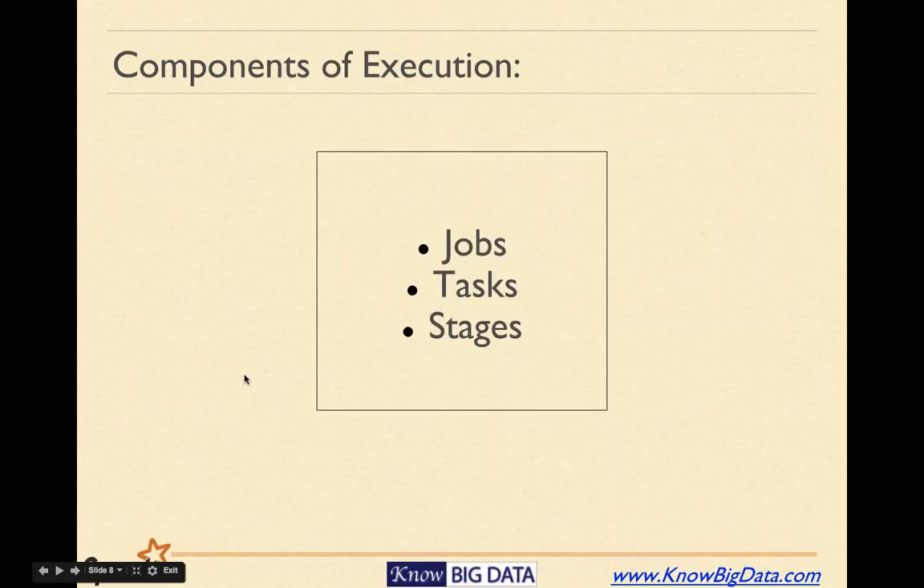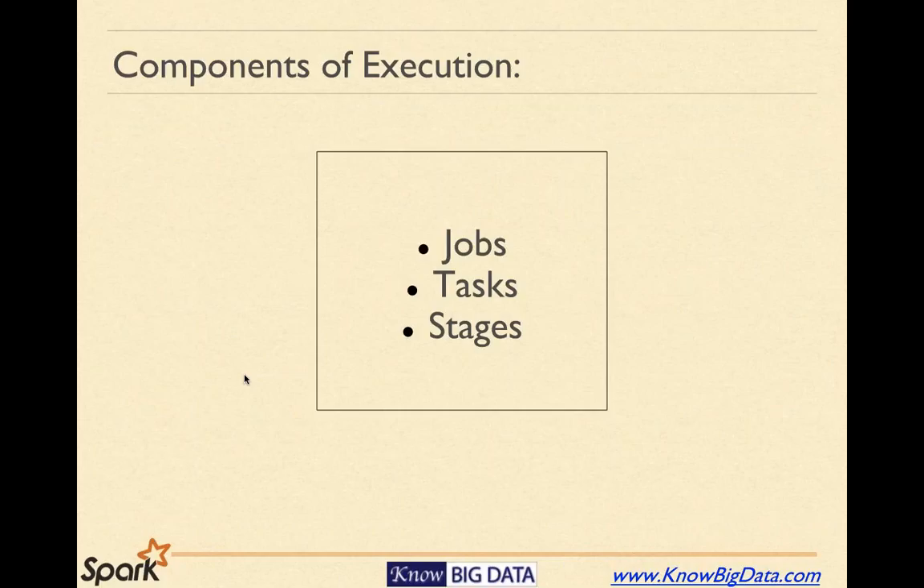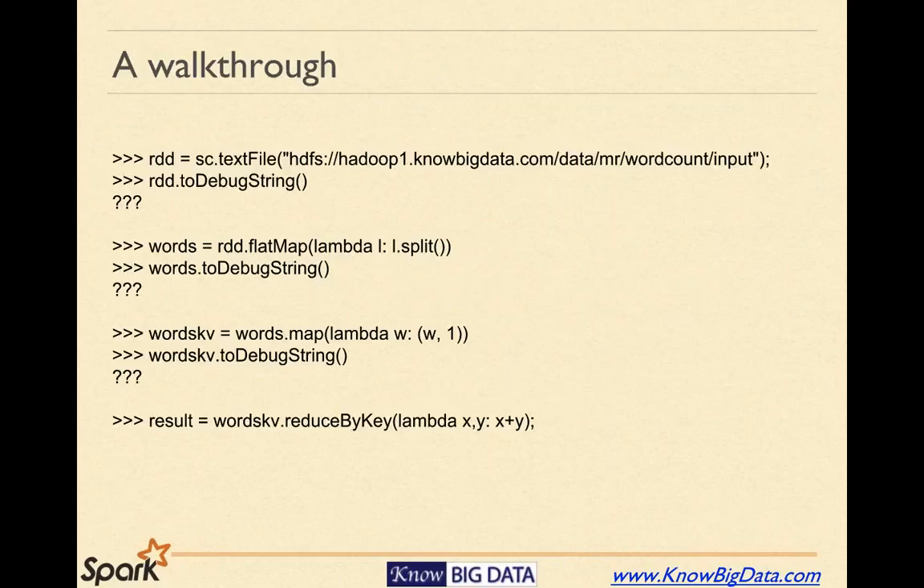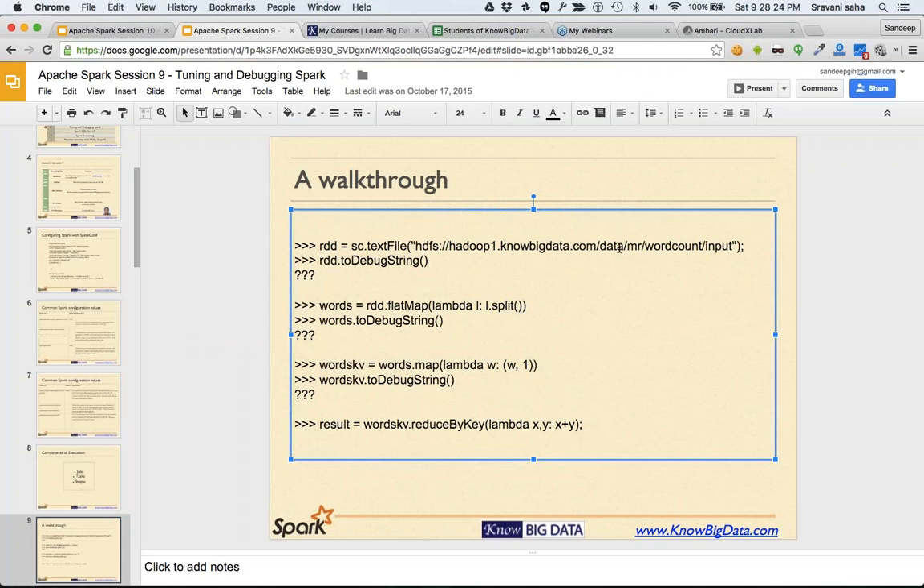We have already talked about the components of execution: job, tasks, and stages. You create a big job, that job creates the tasks, and every task has multiple stages. So let's go through these. Let me just try to fix it properly.